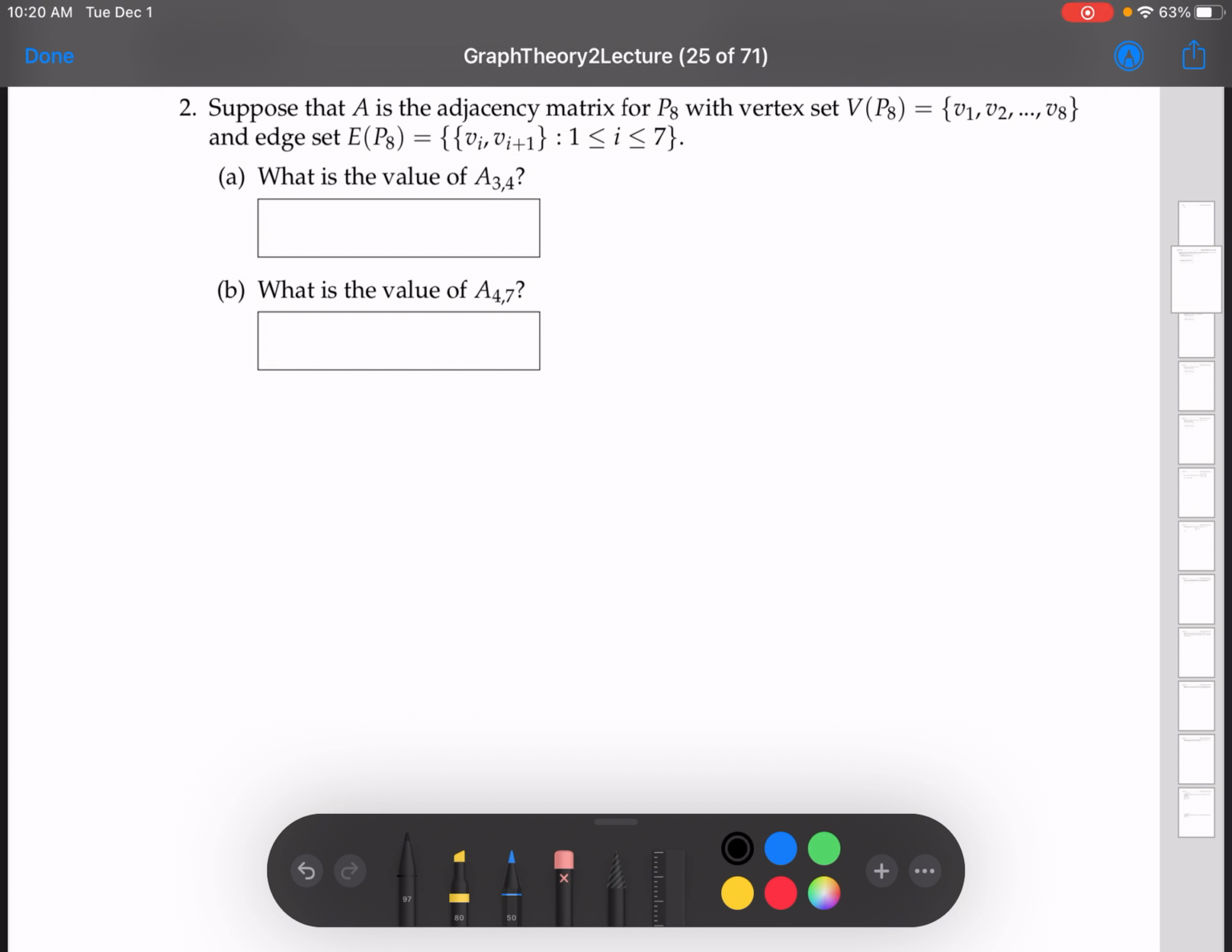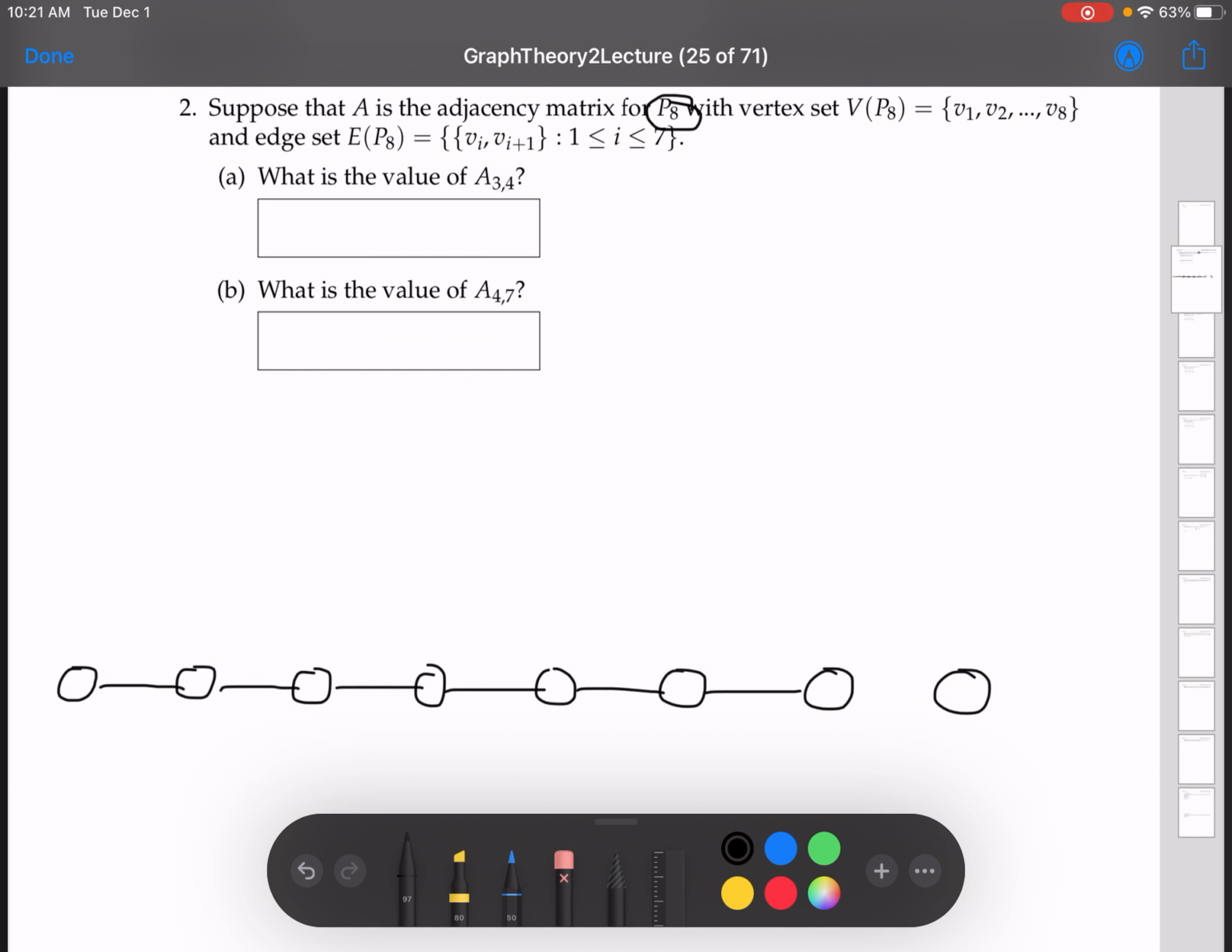All right, so the first thing is P8. P8 is the path graph on 8 vertices. So let's see, 1, 2, 3, 4, 5, 6, 7, 8. So there's 8 vertices, and it looks like this. So there's 8 vertices, 7 edges.